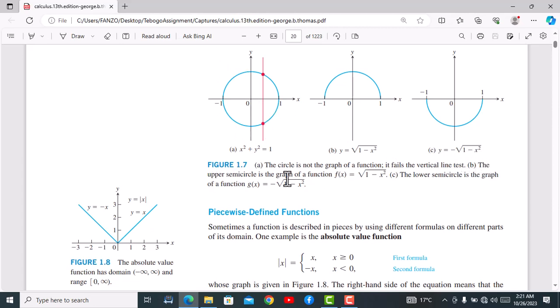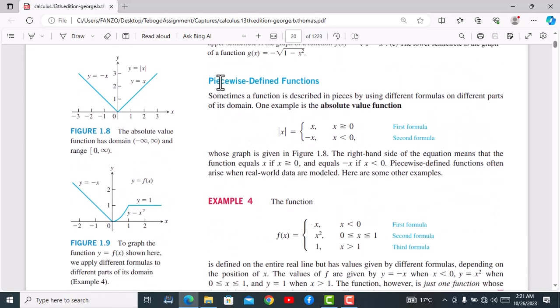And then in B, the upper semicircle is the graph of a function. We know and understand why. And the lower semicircle is also the graph of a function. So basically, we have restricted the graph of a unit circle to only the upper semicircle and the lower semicircle, in order to have a function.